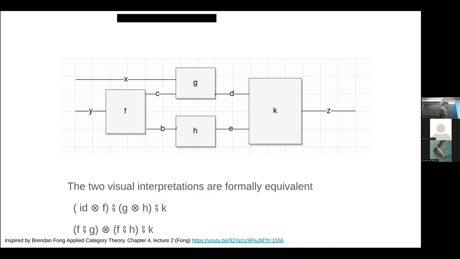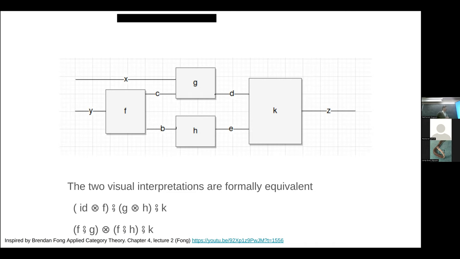So this is a more sophisticated one. This one actually takes a lot of thinking. Let's try to parse out the first of them. Where does this ID tensor F come from? ID tensor F is from, this ID is just the wire, tensored with F. Are we okay with that? Yeah. And then G tensor H in parallel because they're taking the results of this first one, right? And G tensor H and then K because it's sequential, the results of this are being fed on.